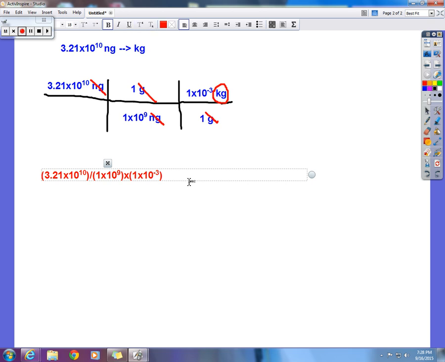Okay? So you're going to do that, and you should get 0.0321, which would be the same as saying 3.21 times 10 to the negative 2 kilograms. Okay?